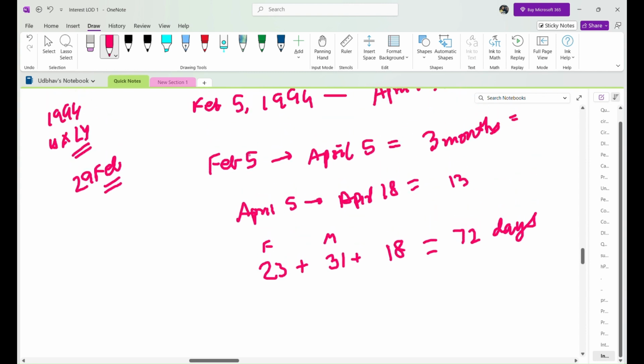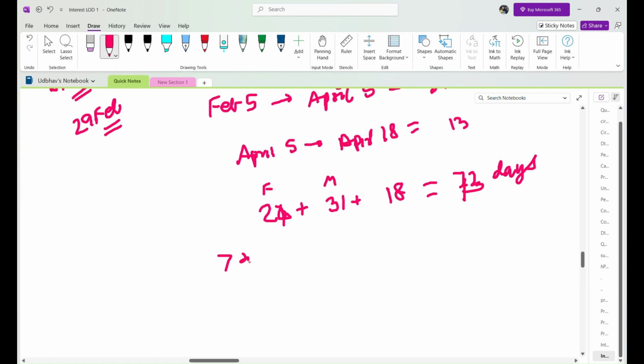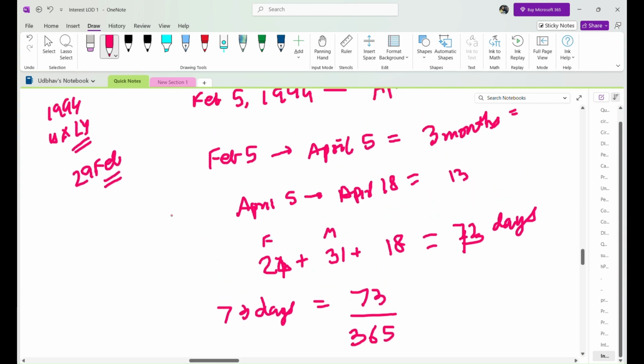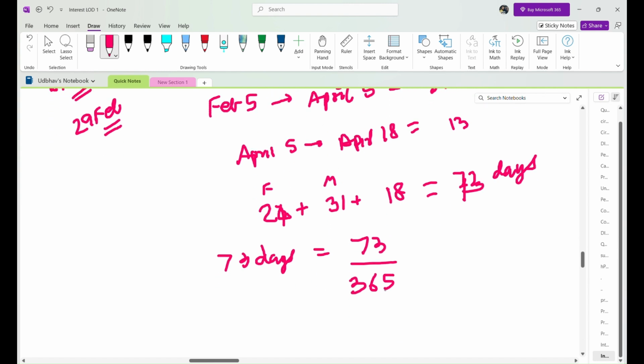And we'll also include 5 February, so this will be 24. So this will be 73 days. So 73 days equals 73 upon 365. Again, if 1994 were a leap year, then we would be doing 366, not 365. 73 upon 365, this is 0.2 year.